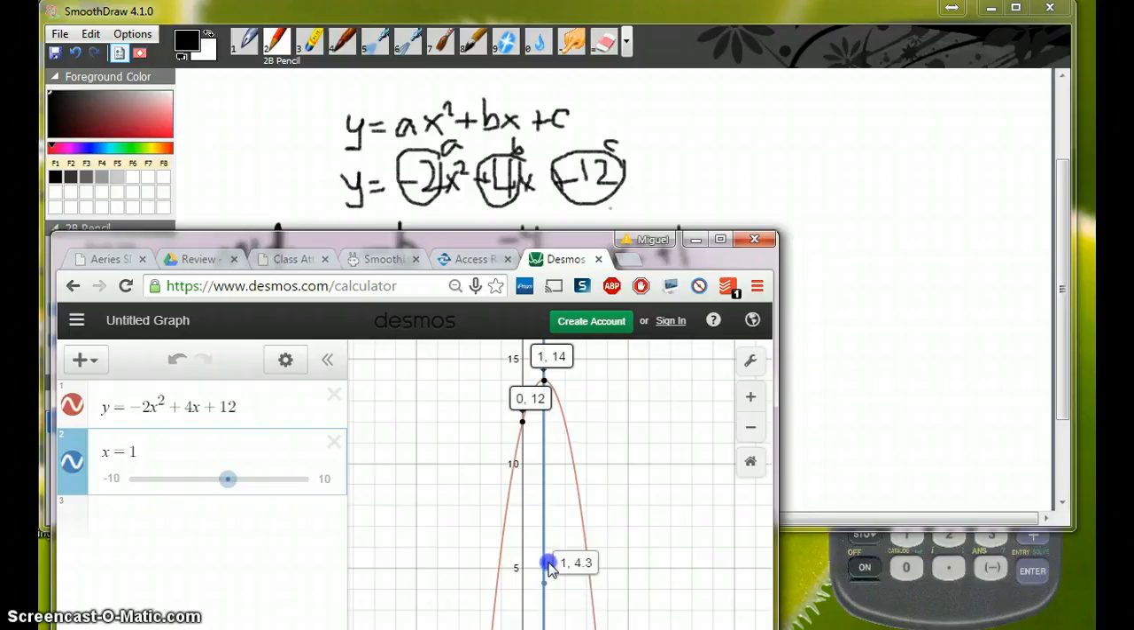So every point on this blue line, your axis of symmetry, every single point, the x's are all 1. Let's pretend that we don't have anything. So we have x's, we have the middle.